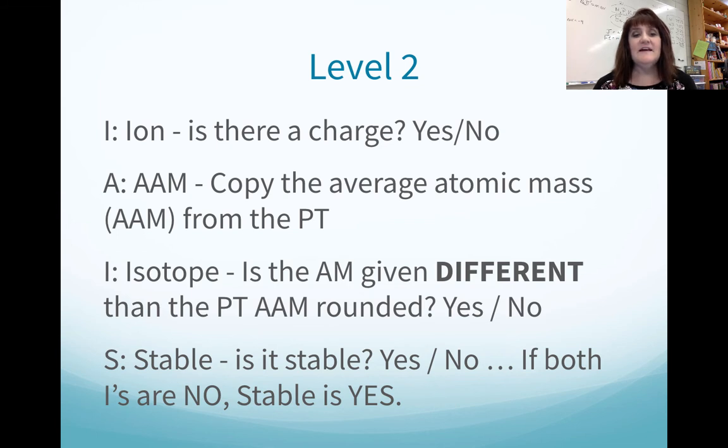And finally, then, the S is stable. Is it stable? Yes or no? The only way to tell is if both the I's are no, stable is yes. But if you even have an ion or an isotope or both, stable will say no.